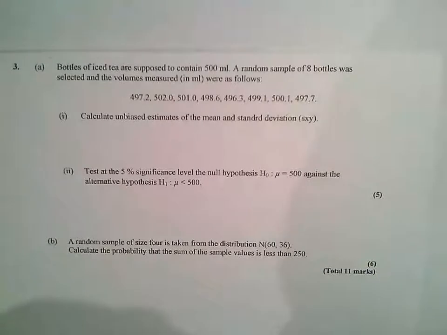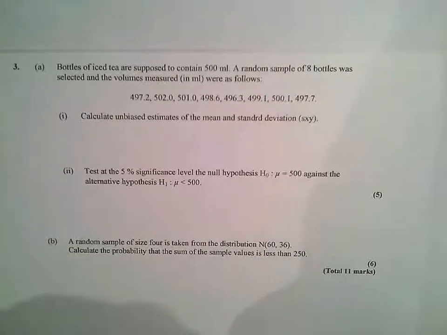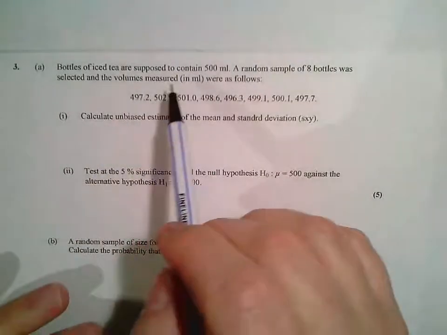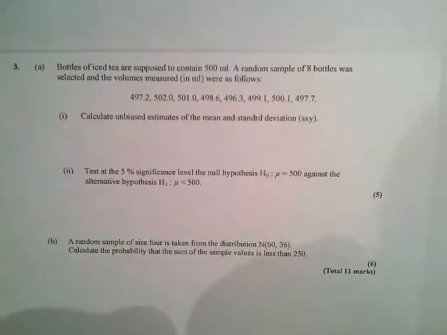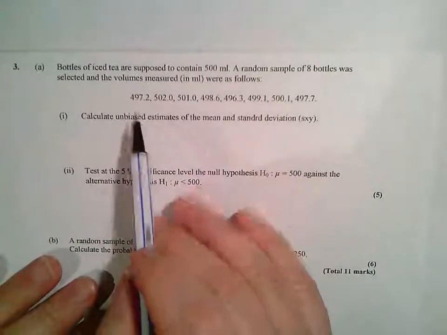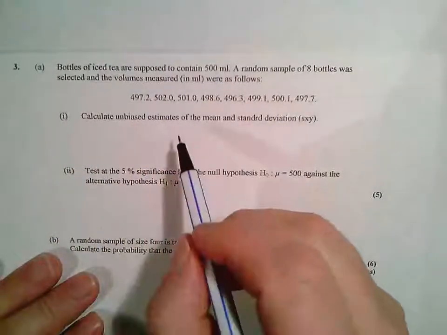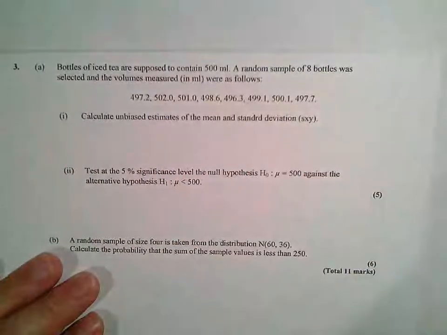Philip went to the supermarket and bought 8 bottles of iced tea. The bottles are supposed to contain 500 milliliters. The 8 bottles were selected and the volumes measured. We write down the values over here, the milliliters. Calculate the estimate of the mean and the standard deviation.